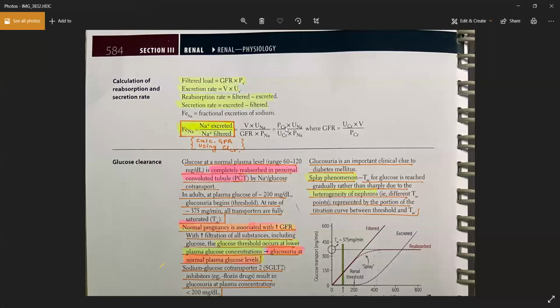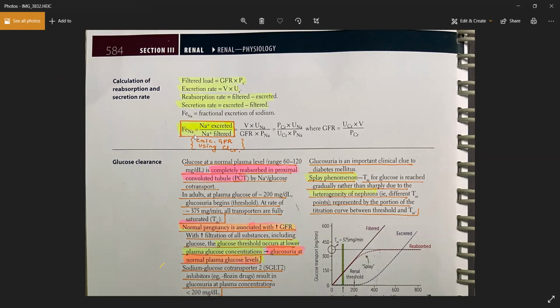So after rearranging all these equations, I will get the plasma concentration of creatinine multiplied by the concentration of sodium in the urine, divided by the concentration of creatinine in the urine multiplied by the concentration of sodium in the plasma. Is that okay? Okay, so this is the ultimate equation I will get for the fractional excretion of sodium.